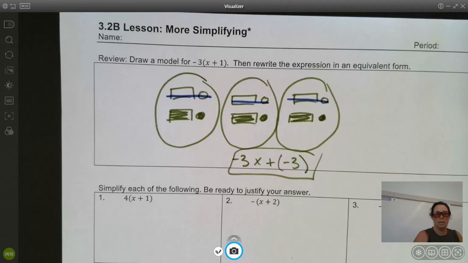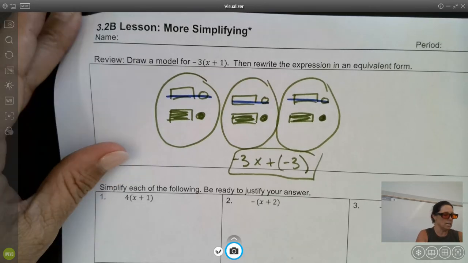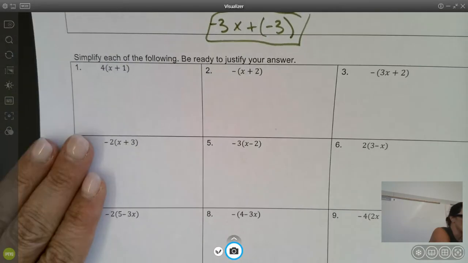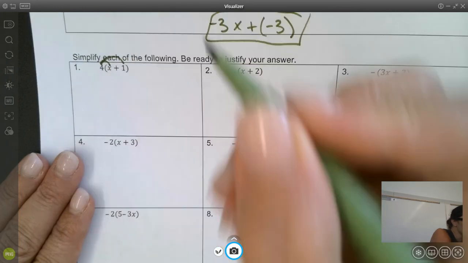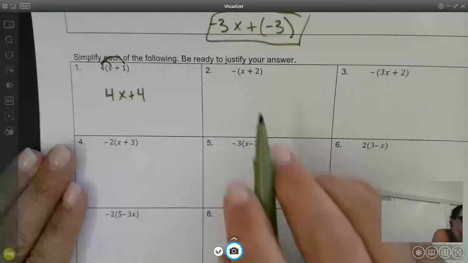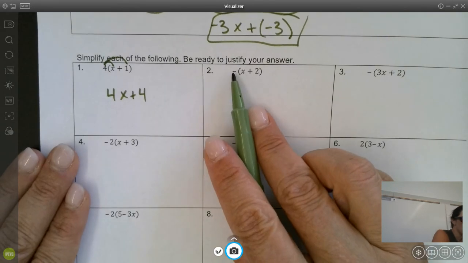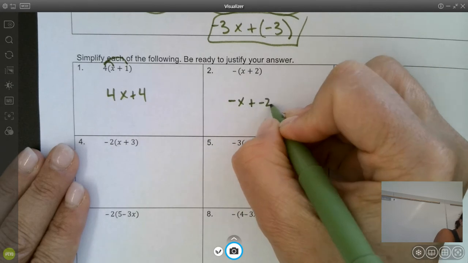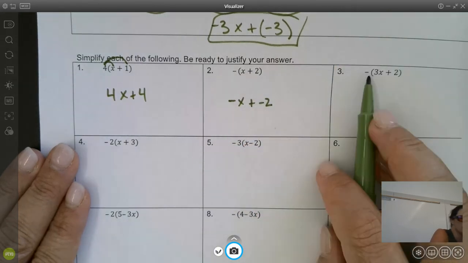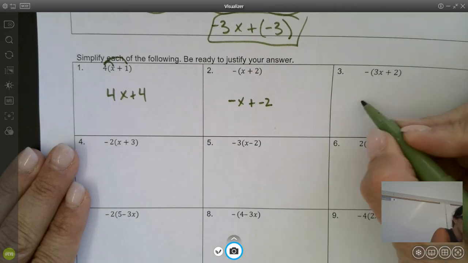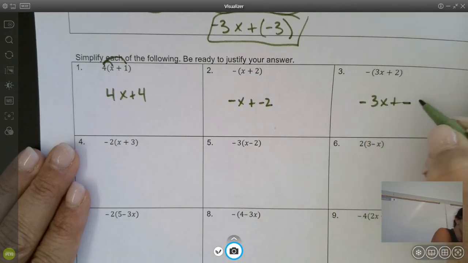All right, so now the next chunk here, 1 through 9, we are just cranking out. So simplify, be ready to justify your answer. All right, so 4 groups of x and 4 groups of 1 would be 4x plus 4. This is the opposite of a positive x and the opposite of a positive 2. That would be a negative x and a negative 2. The opposite of a positive 3x and the opposite of a positive 2 would be negative 3x plus negative 2.